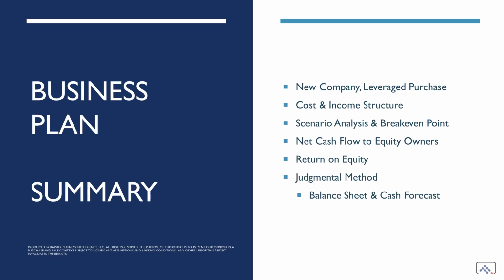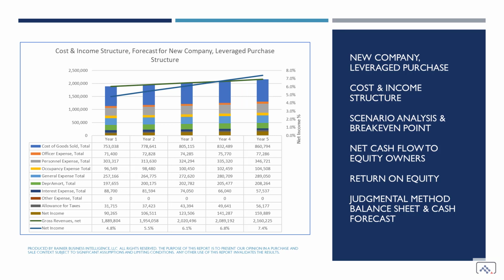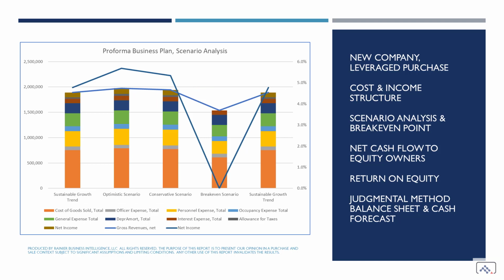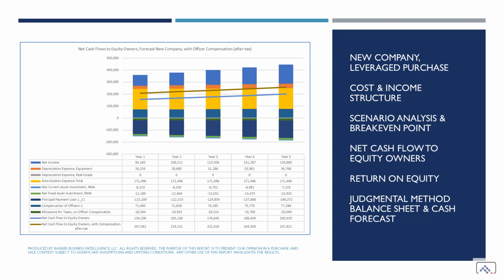In this chapter, we developed elements of a forecast business plan for the first 5 years of new company operations. From the sales forecast, we developed the cost and income structure in the forecast period. We considered the impact of a change in revenues, including a break-even scenario. Net cash flows to equity owners indicated the cash available to owners after operating needs have been met. Investments were made in fixed assets to keep the company healthy, and debt payments were made.